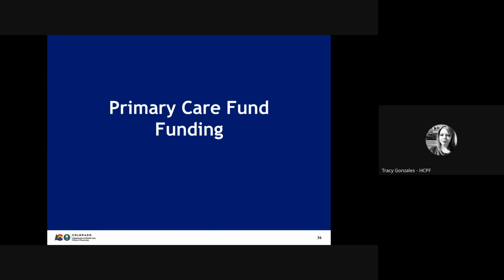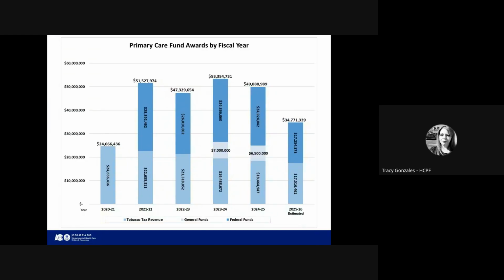Moving on to program funding. This chart shows the primary care fund awards by fiscal year, including the tobacco tax revenue, state and federal funds. As you can see, the tobacco tax revenue, and that's the light blue line in the bottom of those bars, the light blue shade, has continued to decrease year after year.